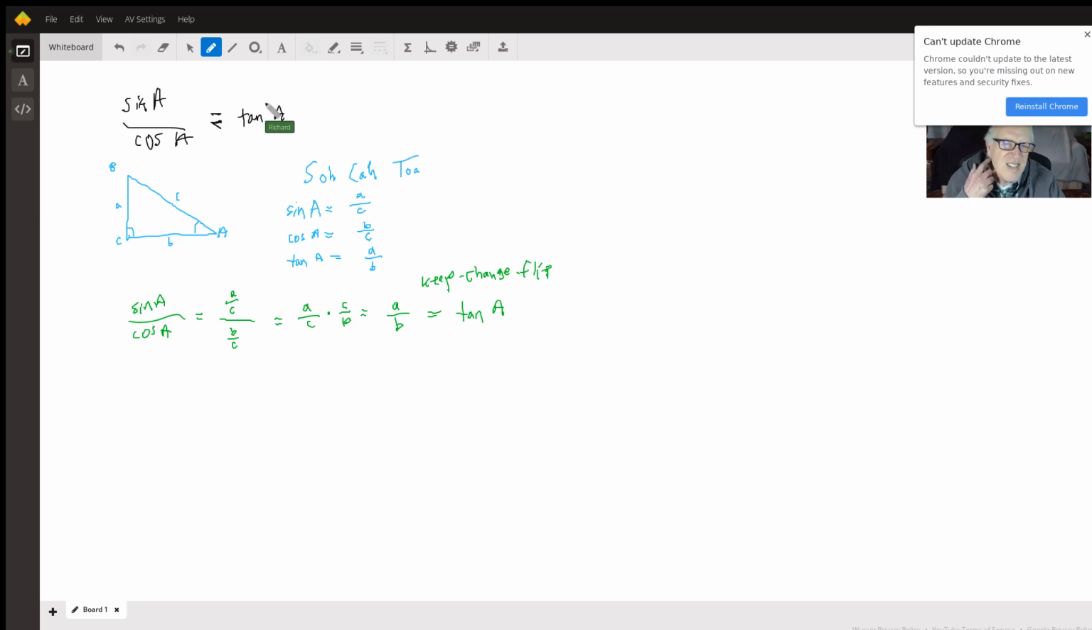And this is called an identity. And as you work further and further along in trigonometry, you'll learn a whole bunch of identities. But this is one of the earliest identities that you need to know when you're starting your trigonometry.